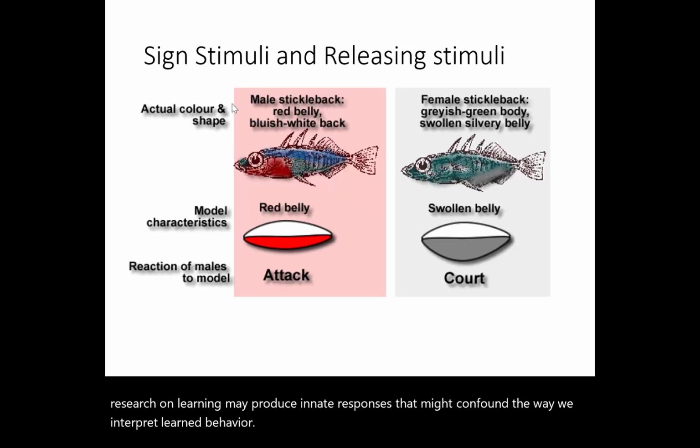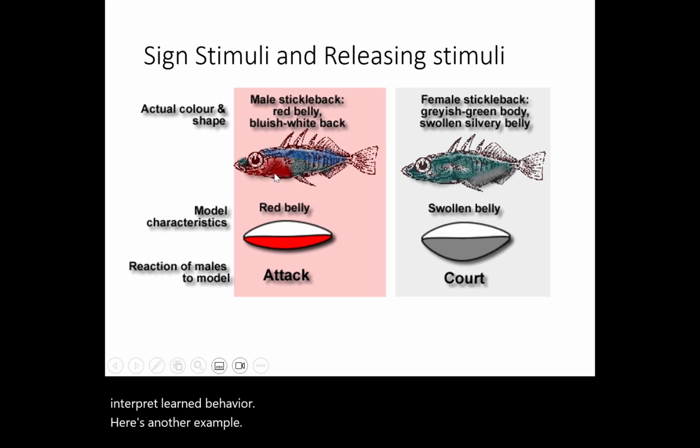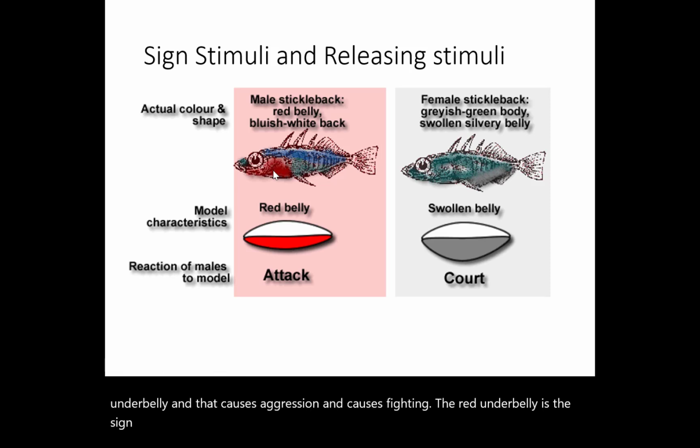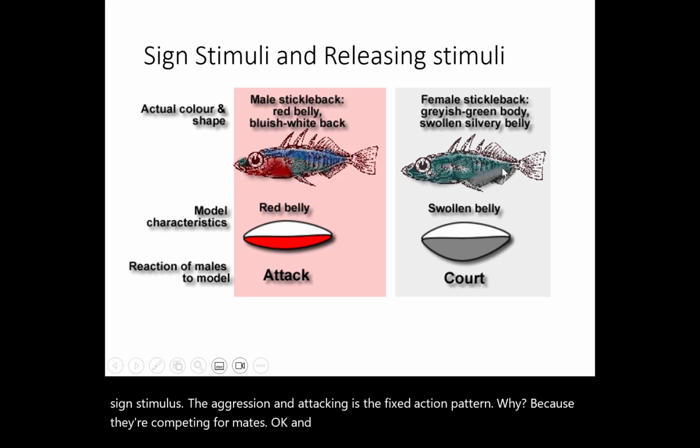Here's another example. So here is a stickleback fish, and the males will be aggressive toward other males. The male produces this red underbelly, and that causes aggression and causes fighting. The red underbelly is the sign stimulus. The aggression and attacking is the fixed action pattern. Why? Because they're competing for mates, okay? And the gray underside of a female will produce courting behavior in stickleback fish.